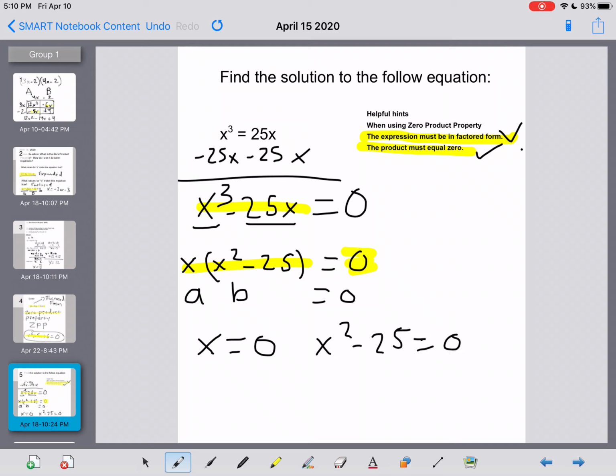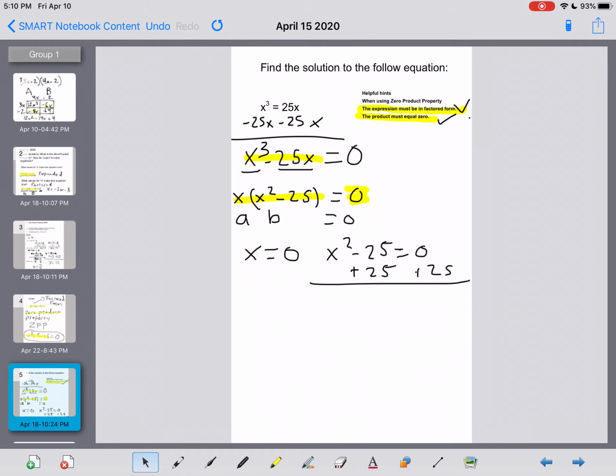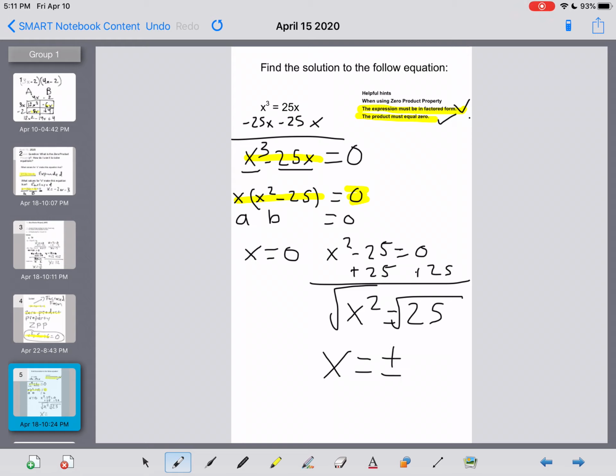And how do we solve that? Let's just add 25 on both sides, and we get x squared equals 25. And you know from when you solved Pythagorean theorem problems, if you want to know what x is and it's squared, you would take the square root of it. This would be x. And the square root of 25 is 5, but it's also negative 5. So we write it like this, plus or minus 5.